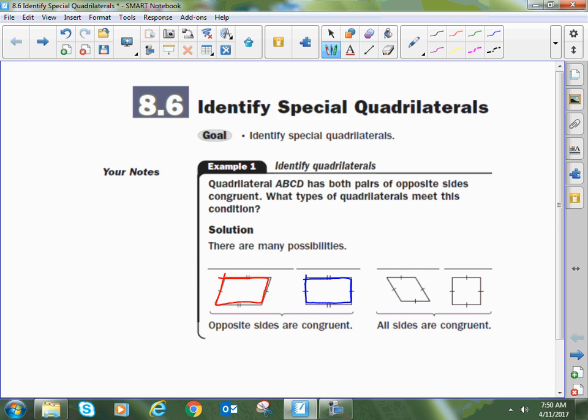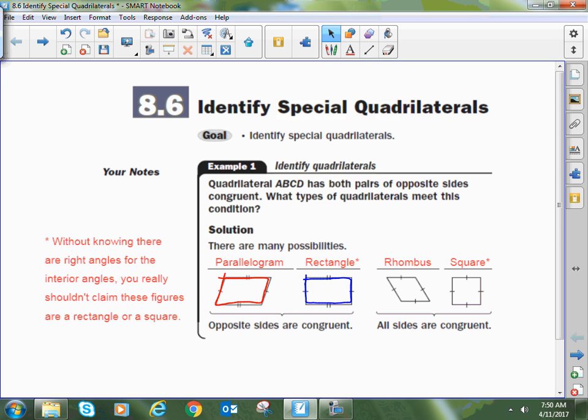So all I can conclude about those first two shapes is that they're parallelograms. I said that this was a rectangle because that's what the answer key was saying, but if you answer that that is a rectangle, I will not accept it unless you can conclude that I have right angles or that I have diagonals that are congruent to each other, something along those lines.